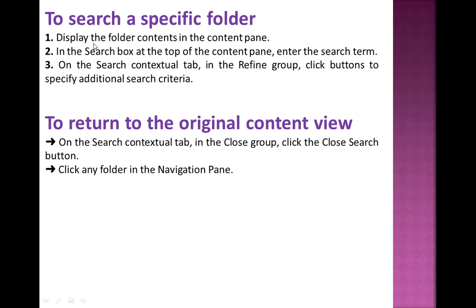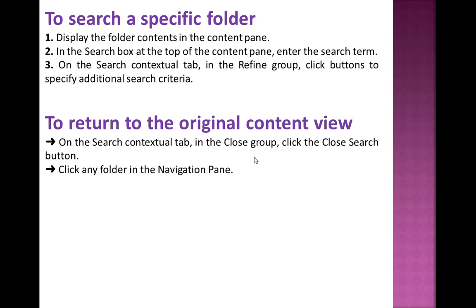How to search? Display the folder contents in the content pane. In the search bar at the top of the content pane, enter the search term. On the search contextual tab in the refine group, click on the button to specify additional search criteria. Means simply display the folder or click on the folder that you want, go to the search box, enter the search item, and press the enter key. You can search for the contextual tab, you can search for the contextual group, and the new menu will be generated and that tab will be showing as a markup tab.